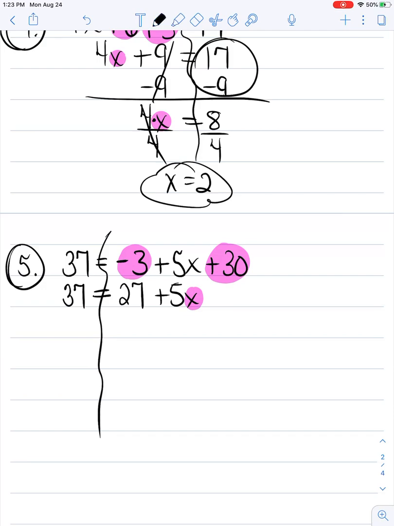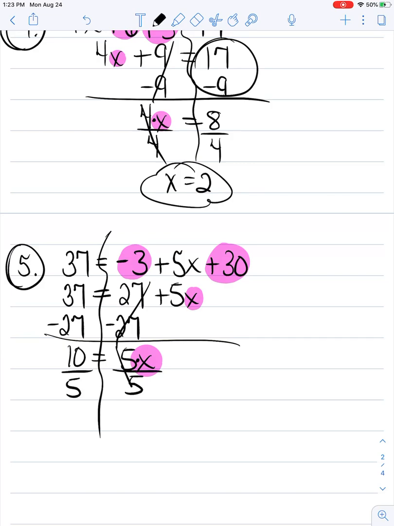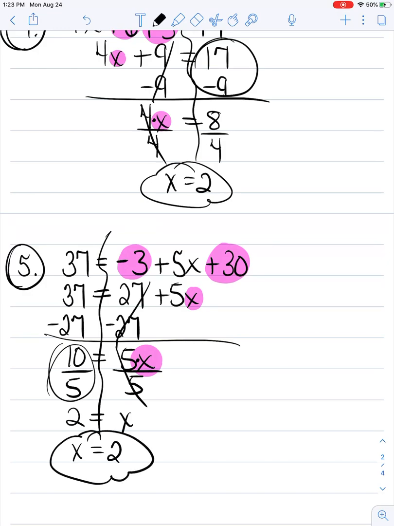Now, even though my variable's on the right, I still do this the same exact way. So first, I want to subtract 27 from both sides. That means I'm left with 10 equals 5x. I still have a times 5 hanging on to my letter, so the opposite of that is to divide both sides by 5. So 10 divided by 5 is 2. 2 equals x, or you can flip it to say x equals 2. So that means 2 is our solution.